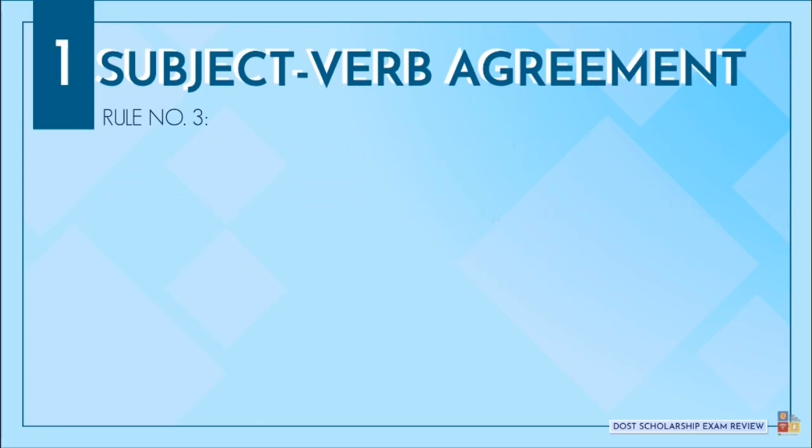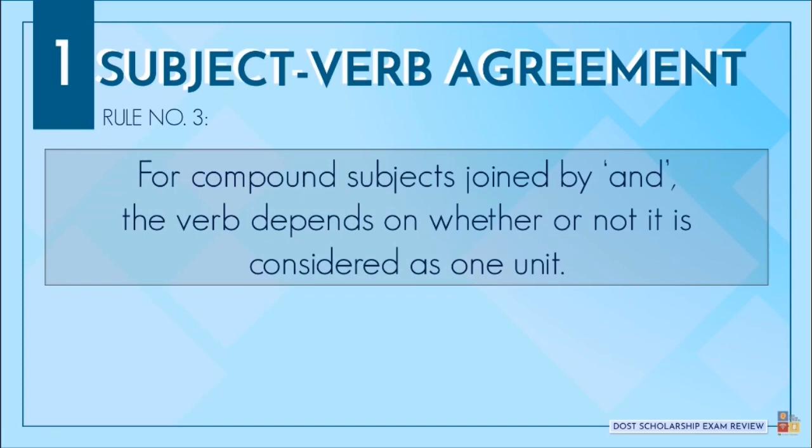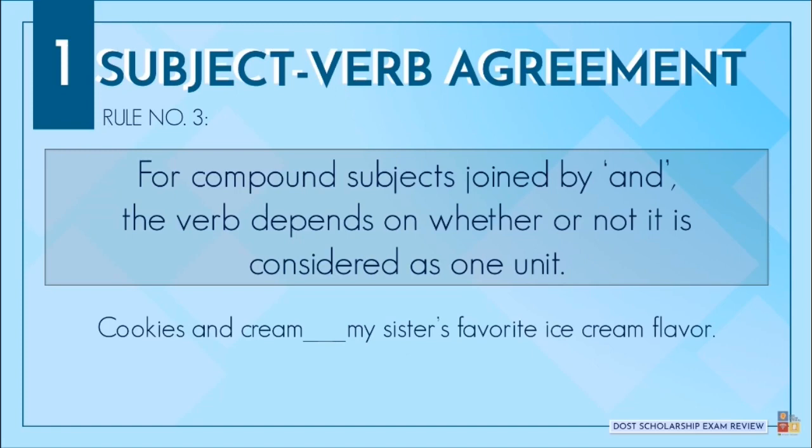It depends on whether or not the subject is considered as one unit. Say for example, cookies and cream blank my sister's favorite ice cream flavor. Now in this first one, we consider cookies and cream as one ice cream flavor. Since it is only one flavor, which is singular, we use the singular verb is.